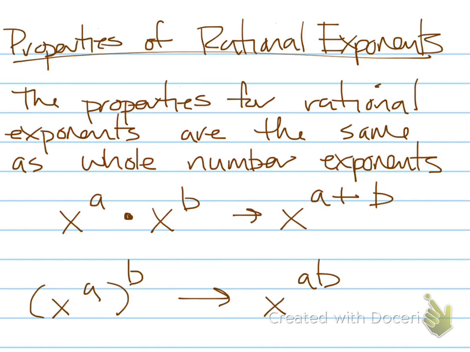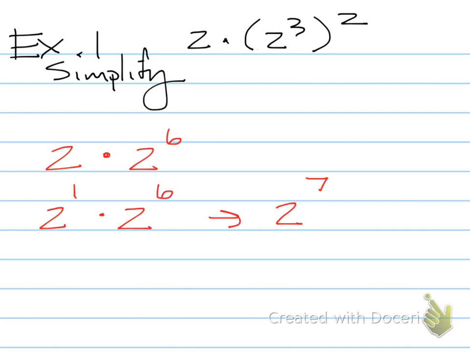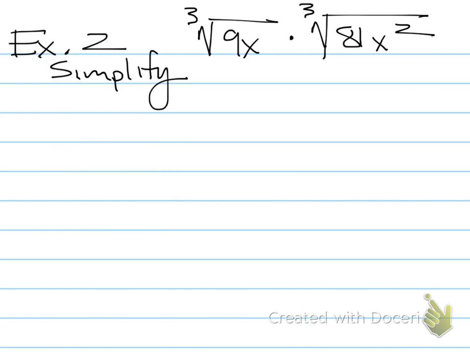So if we want to simplify this expression, we want to raise 2/3 to the second power. That's going to be 2 to the 6th. And then we've got 2 to the first power times 2 to the 6th power, which is going to be 2 to the 7th power. And then we can calculate what 2 to the 7th power is, or we can just leave it like that.